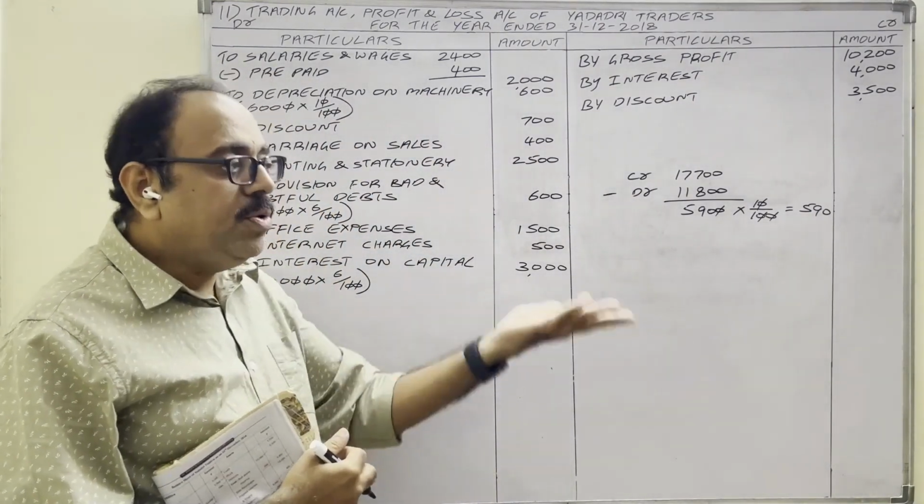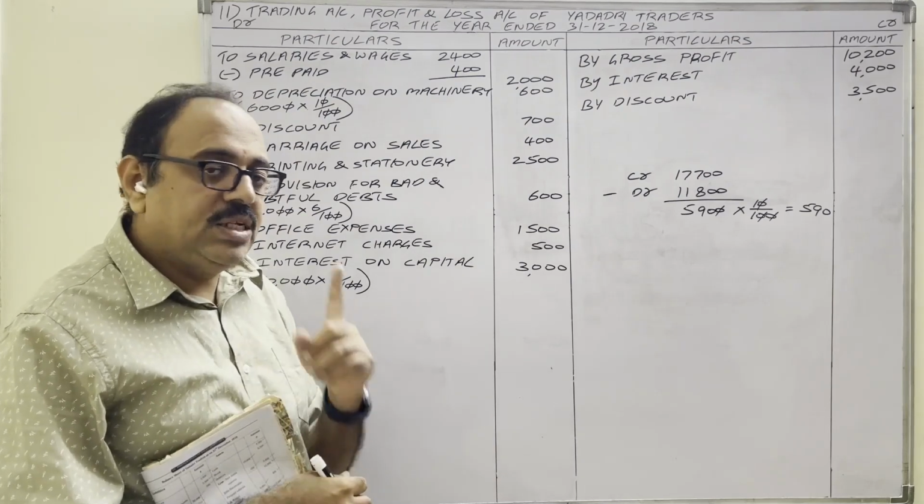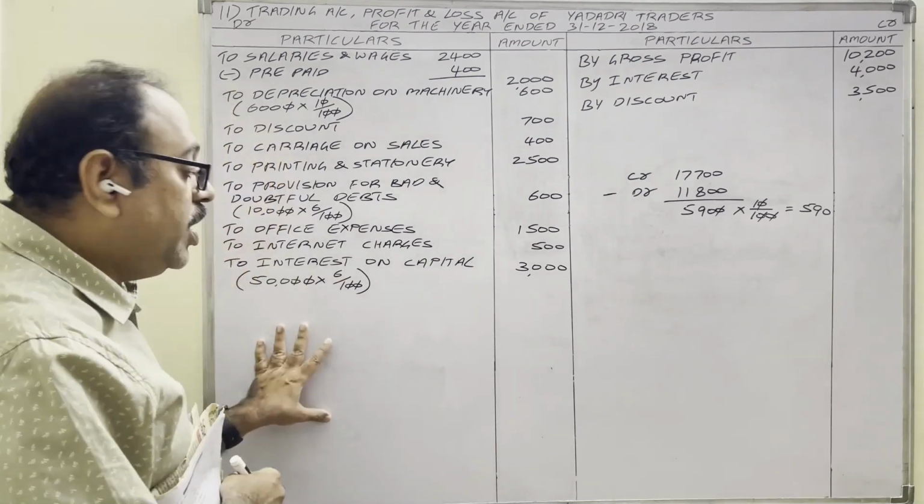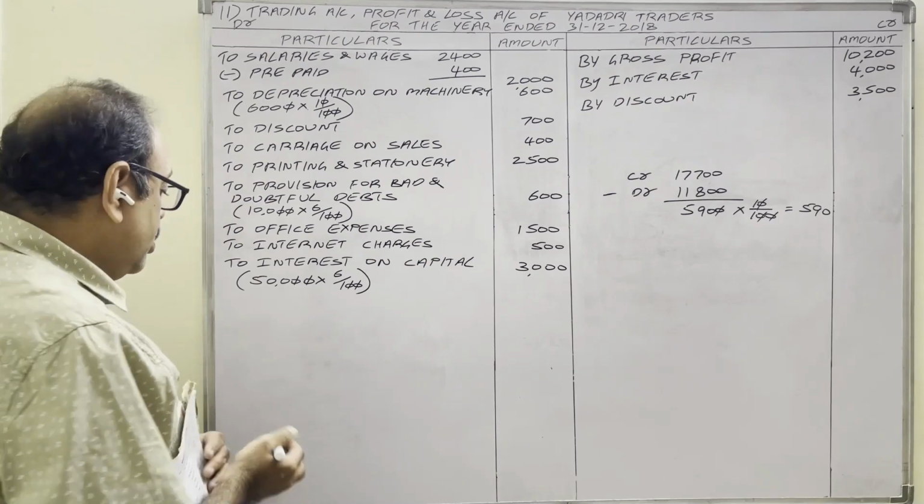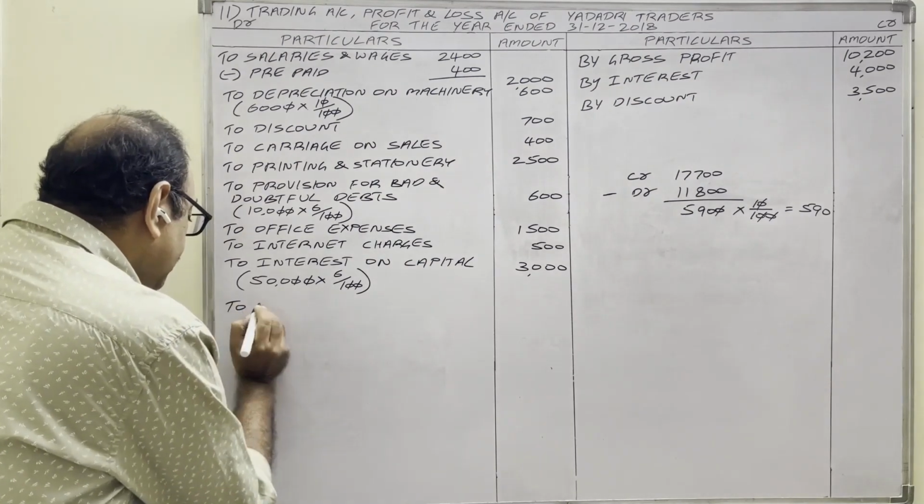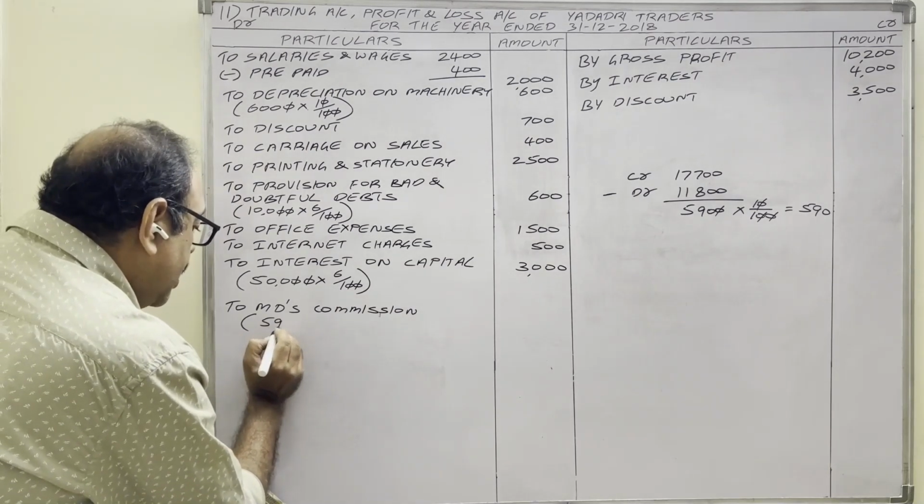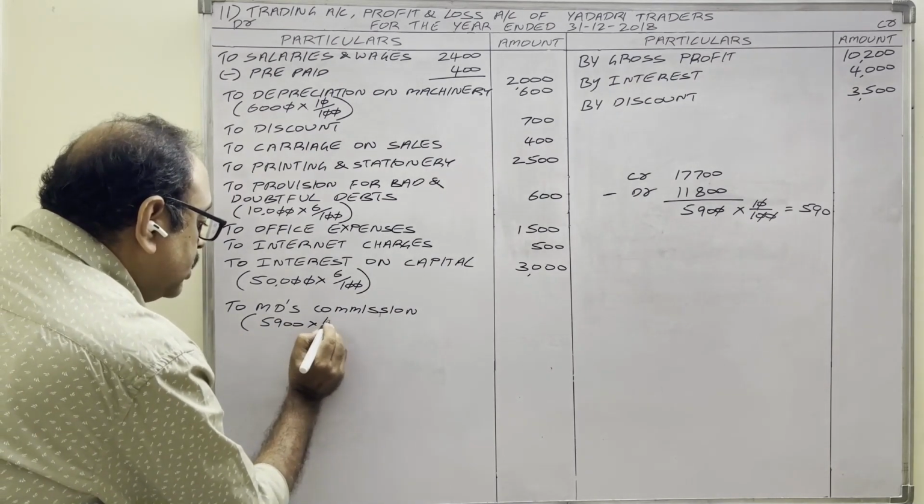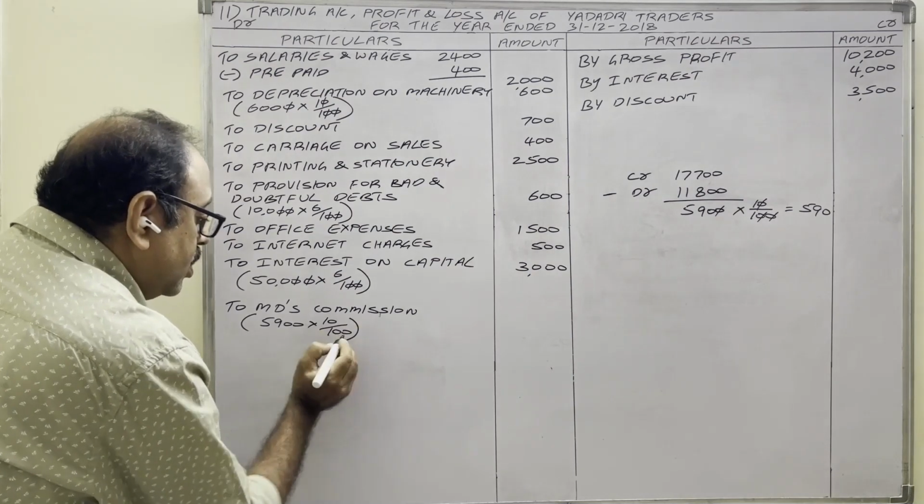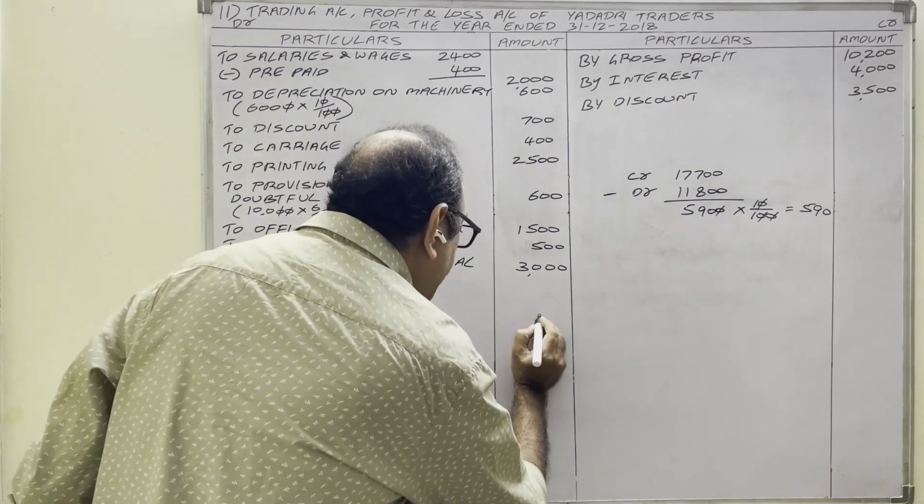So the firm should pay this to MD. To the firm, this is an expenditure. Therefore, on the profit and loss account debit side we should show to MD's commission. Show the calculation here. On 5,900 rupees, 10%. In the outer column, 590 rupees.